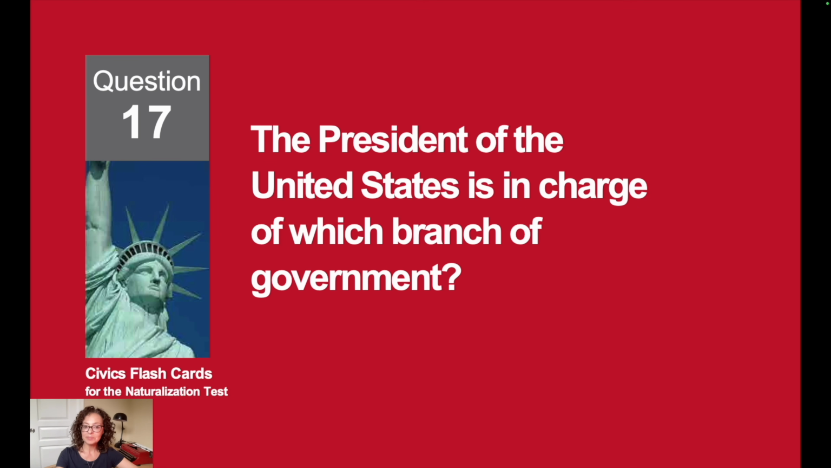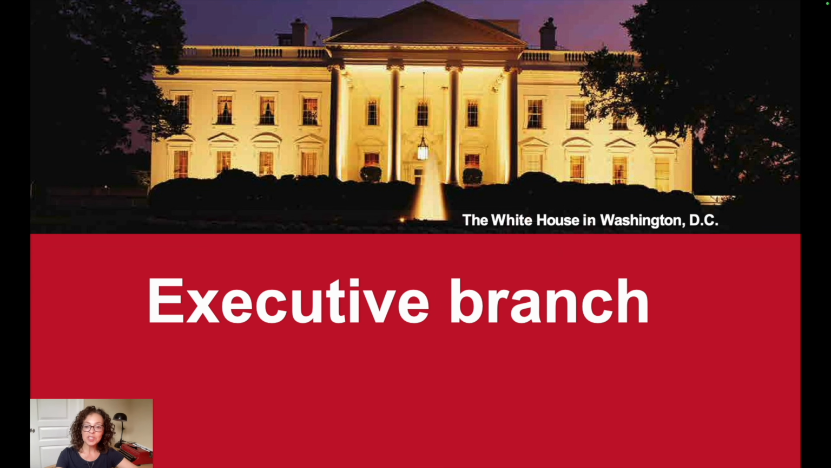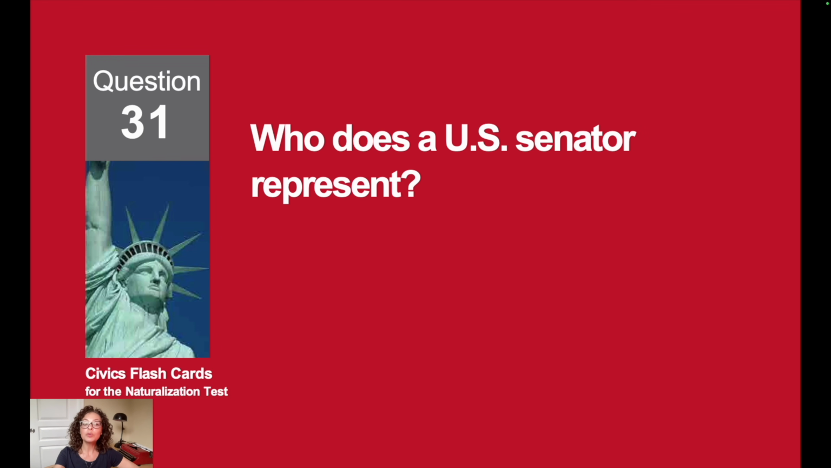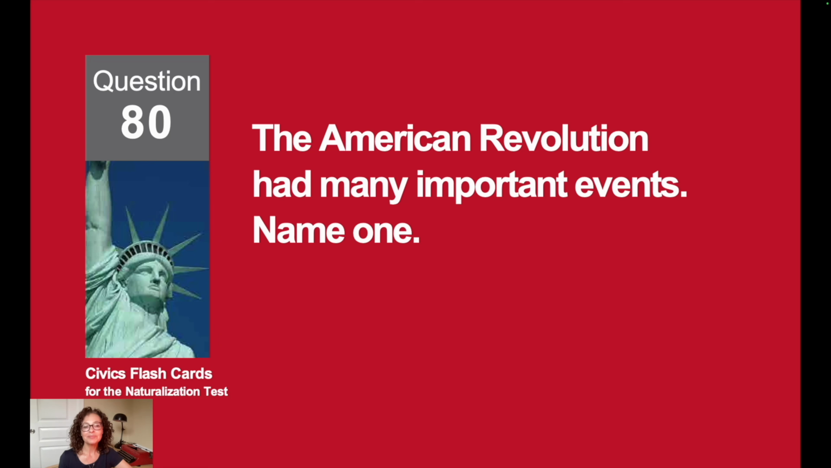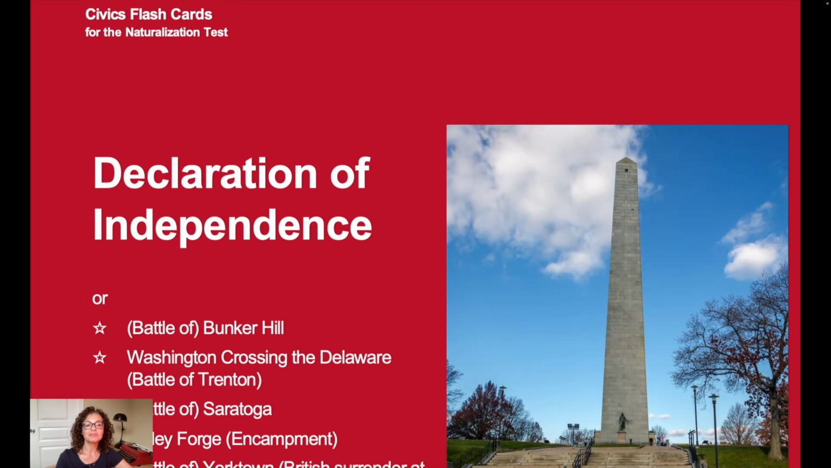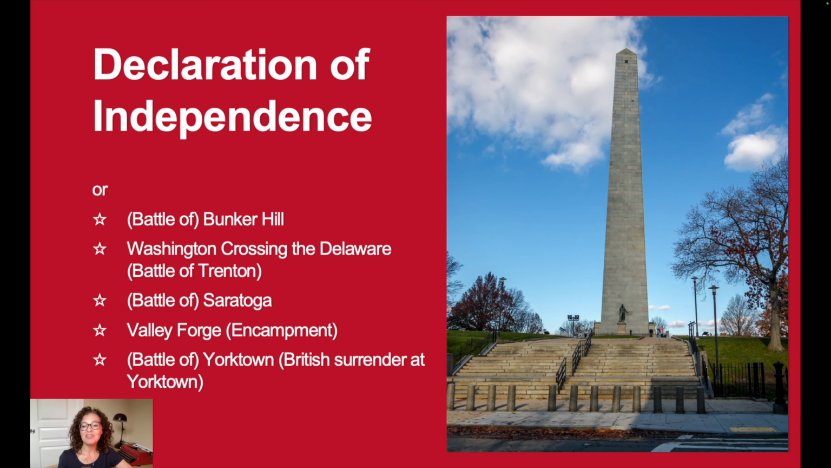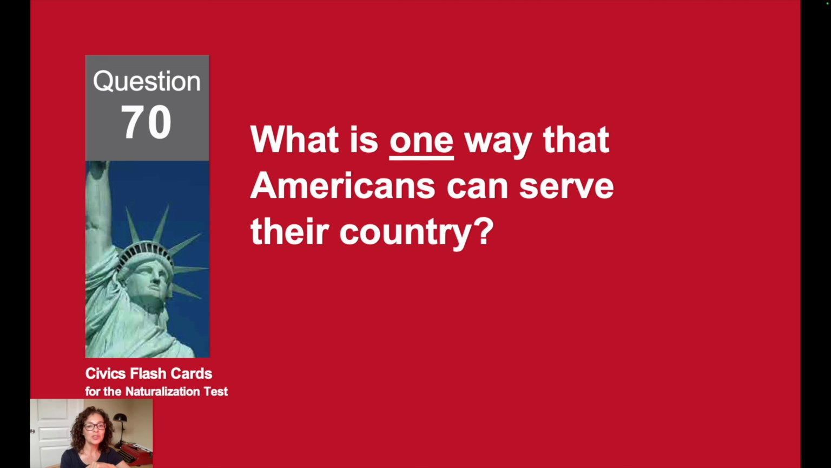The President of the United States is in charge of which branch of government? The executive branch. Who does a U.S. Senator represent? Citizens of their state. The American Revolution had many important events. Name one. The Declaration of Independence.